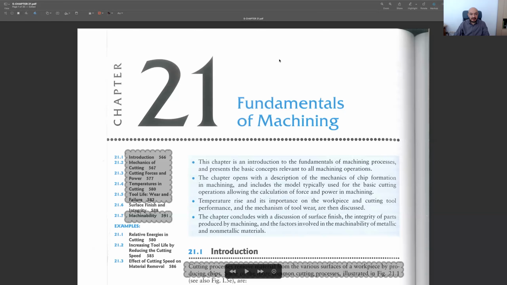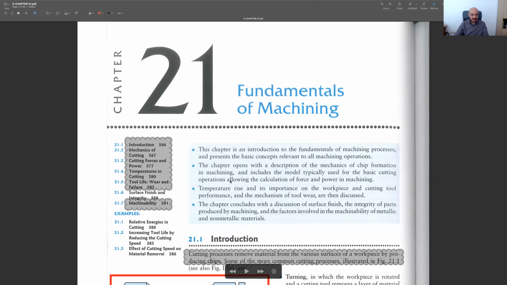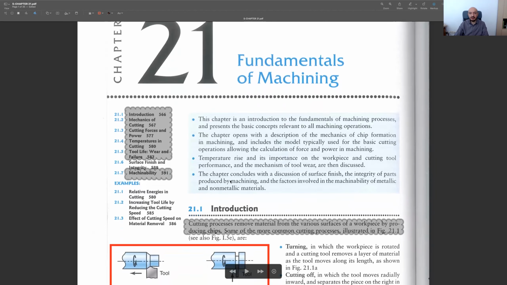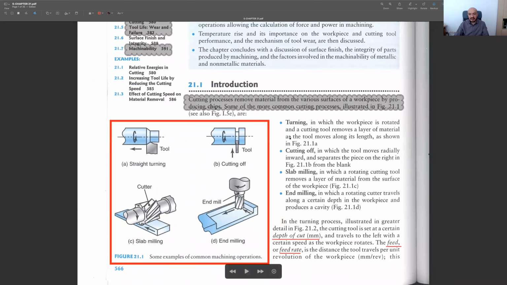Hey, this is chapter 21, Fundamentals of Machining, and starting from this chapter, we will be talking about the fundamentals, the basics of machining, and then later we will discuss some other machining processes like turning, milling, drilling, and for about 6 weeks, we will be discussing such topics. And as you see in this chapter, we will be covering most of the sections, and I would like to start quickly. Let's start with some example machining operations.